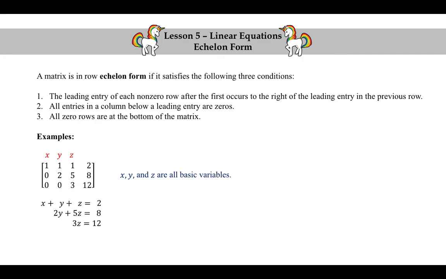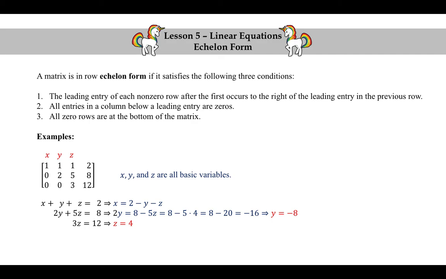The corresponding system of equations here is pretty easy to solve using back solving. We can divide the last equation by 3 to get z equals 4. In the second equation, we subtract 5z to get 2y equals 8 minus 5z. Substitute in a 4 for z to get 8 minus 5 times 4, which is 8 minus 20, or negative 16. Finally, we divide each side of this equation by 2 to get y equals negative 8.